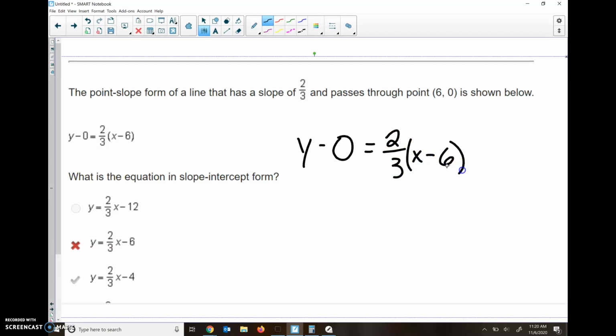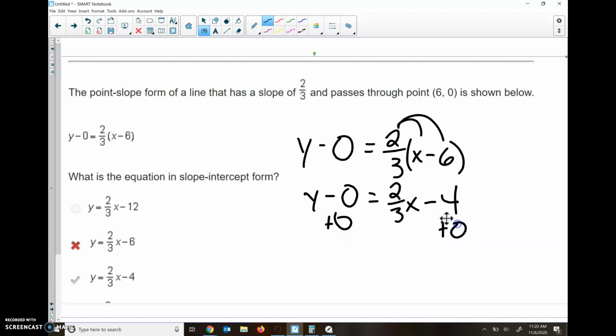And so I got to do some math here. I'm going to distribute. So if I have 2/3 times x, that's just 2/3 x. 2/3 times negative 6 is negative 4. And then I end up adding 0 to each side, which doesn't really do anything, because it's just a 0. So I get y equals 2/3 x minus 4. So this third option here.